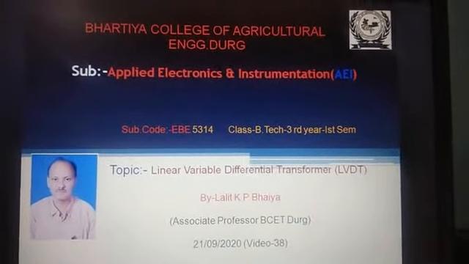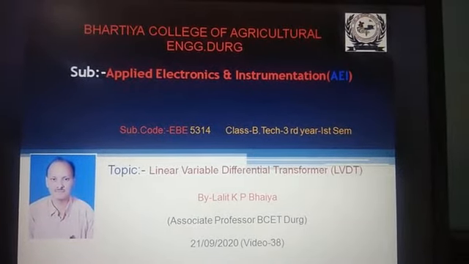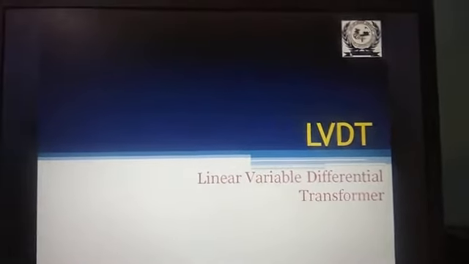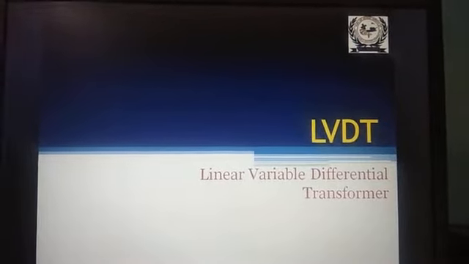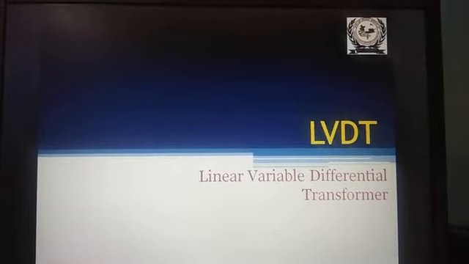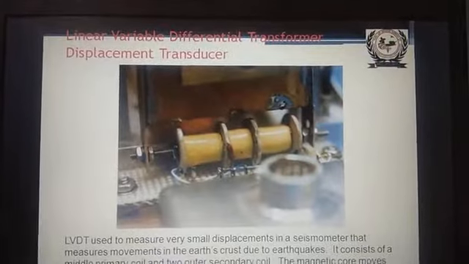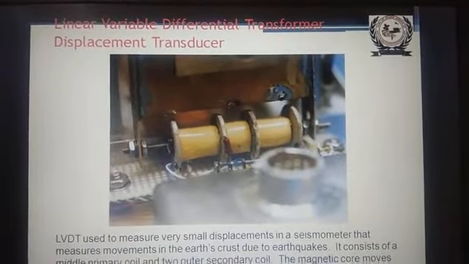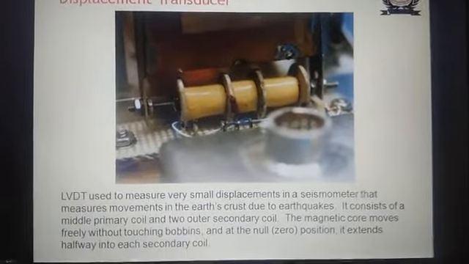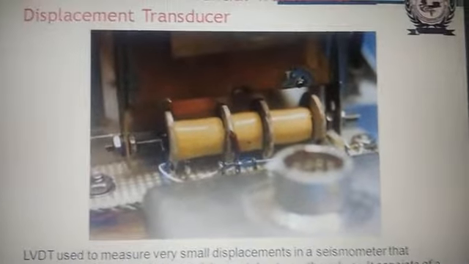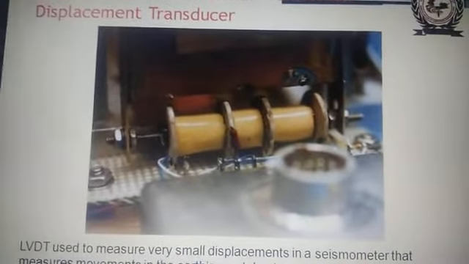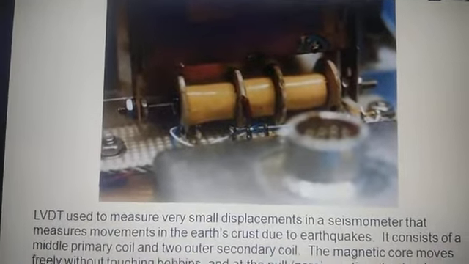This is one of the parts of your syllabus in instrumentation. So we will go through this LVDT. The full form of LVDT is linear variable differential transformer. Let us see, you can see this linear variable differential transformer. It is a displacement transducer. You can see this diagram here of LVDT, and this transducer is used for the measurement of displacement.